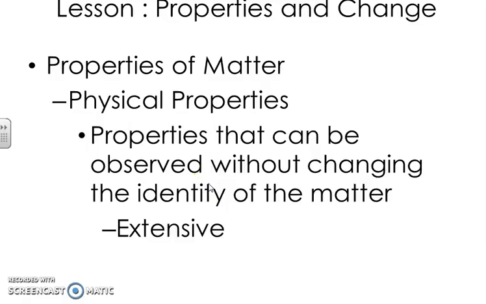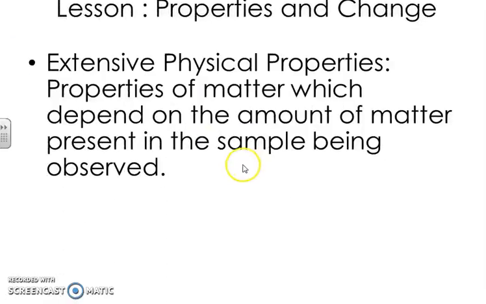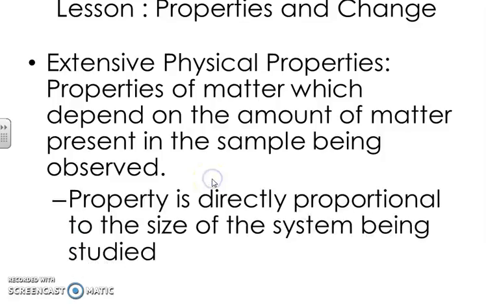We can classify physical properties into two different types, extensive and intensive. Extensive properties are those that depend on the amount of matter present in the sample that's being observed. It's directly proportional to the size of the system being studied.